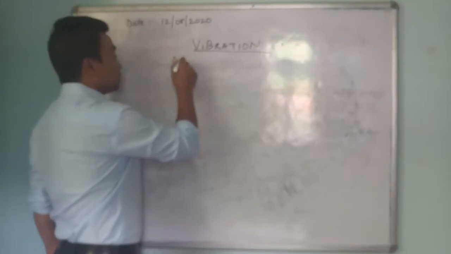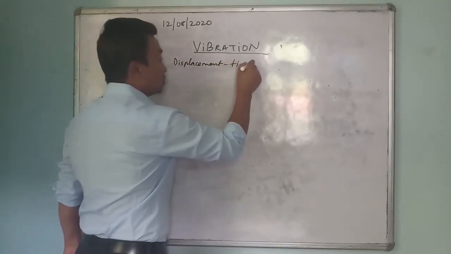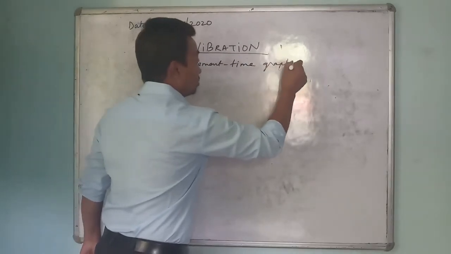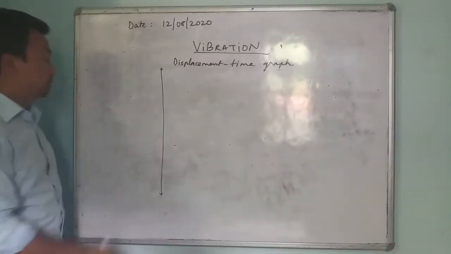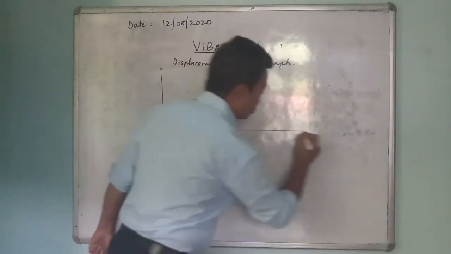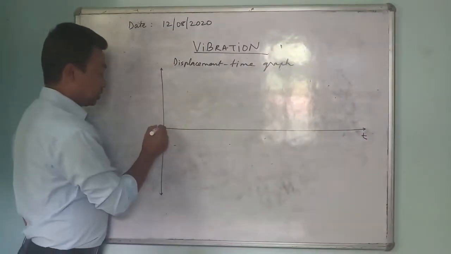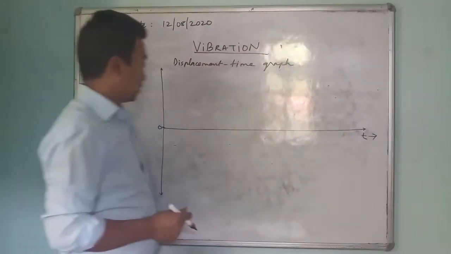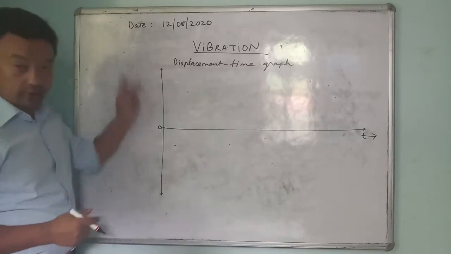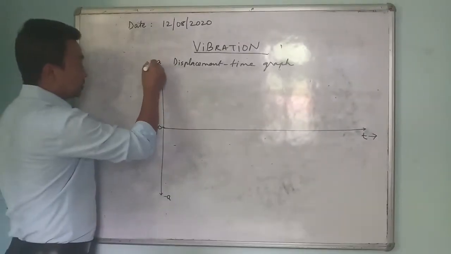The displacement time graph of a natural vibration. So let me draw one graph here. I am doing it freehand. You need to do it with a pencil and a ruler. This horizontal line or the x-axis represents the time, the timeline, and this vertical line represents the displacement, starting from negative to positive.